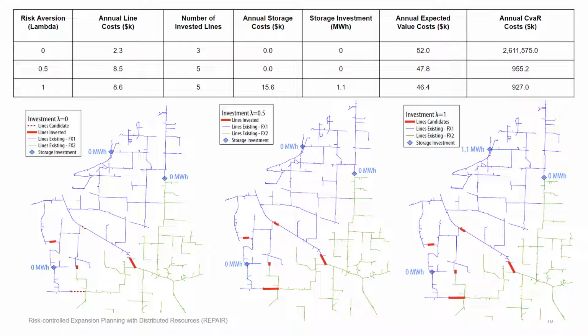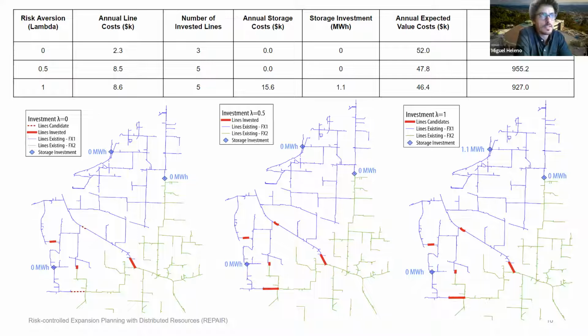Just trying to clarify, by value of loss of load, is that what you mean by these last two columns, annual expected value costs and the annual CVAR costs? Are those just different subcategories of value of loss of load? No, value of loss of load is not a cost, it's a value.